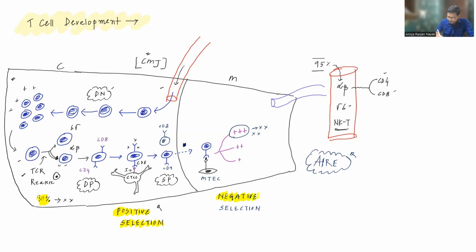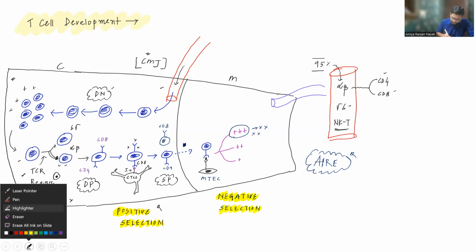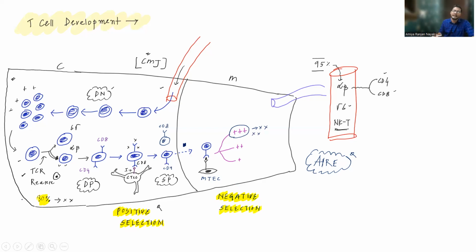So negative selection is the process by which the autoreactive T cells are destroyed inside the medulla, inside the thymus itself. From this you can understand that if there is a defect in this AIRE gene, there will be autoimmune disorders. I'm not going to discuss that here; we'll discuss it when we cover immune tolerance under the section of immunology. So this name is important: AIRE gene.